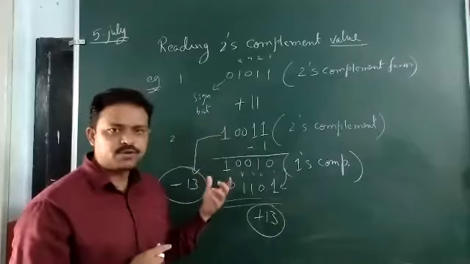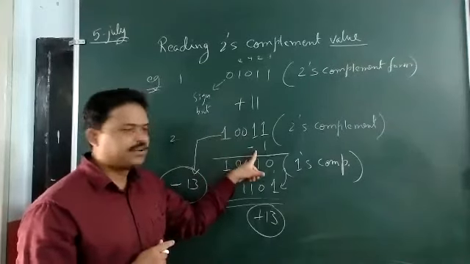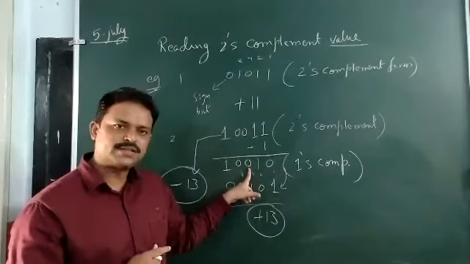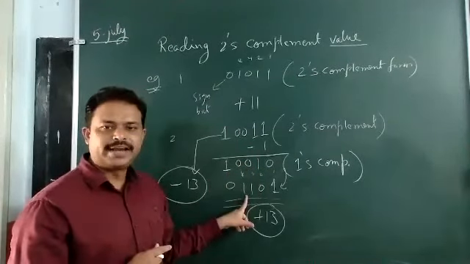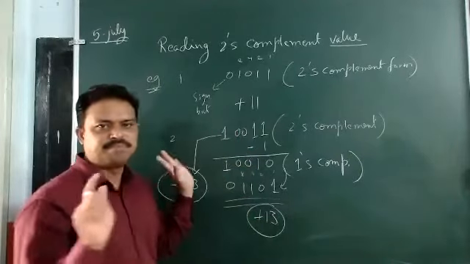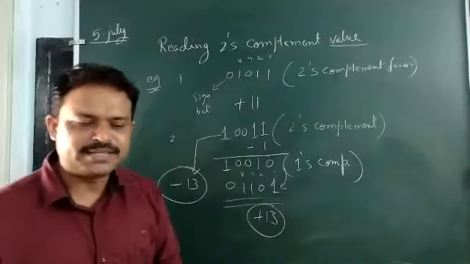So what is the process to read any 2's complement value? First of all, do the subtraction -1, then take 1's complement. You will get a positive value plus 13. This is nothing but -13. Simple. Let us take one more example.